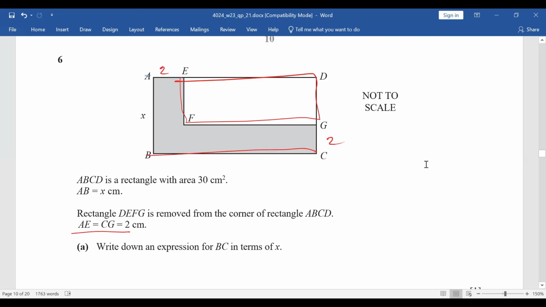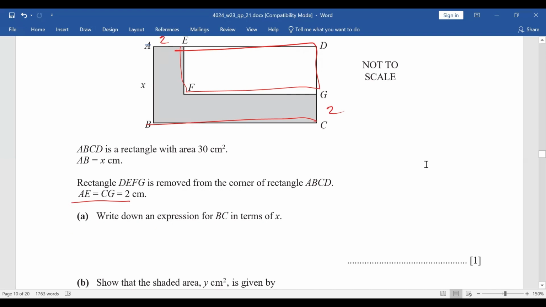As the area of the rectangle ABCD is given as 30 square centimeters, we know that area equals length times width. So length BC times width x equals the rectangle area 30. So BC equals 30 by x.